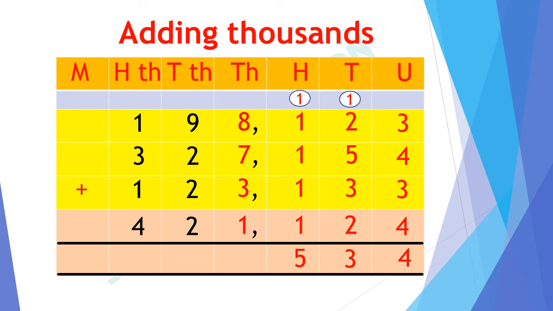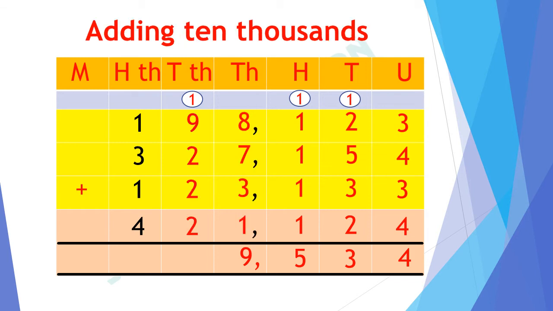Now we will add thousands column. In thousands column there is 8 and 7. First of all we will add 8 and 7. Students, add 8 and 7 and tell me the answer. Yes? It's 15. In 15 we will add 3. In 15 if we add 3 we get 18. In 18 if we add 1 we get 19. We will write 9 in thousands column and we will carry forward 1 to 10,000s.